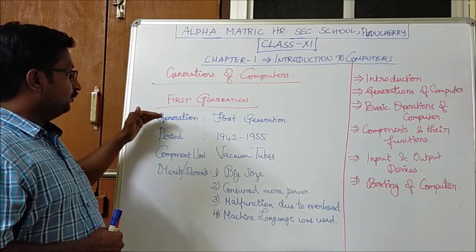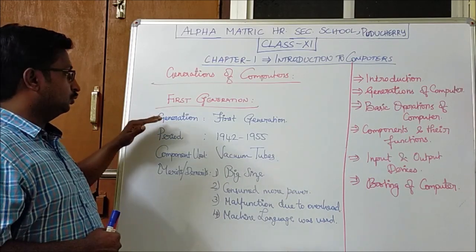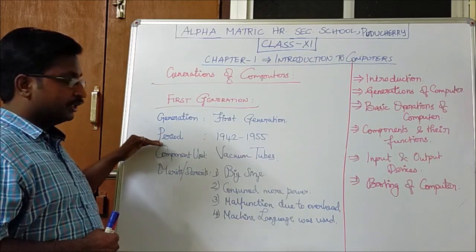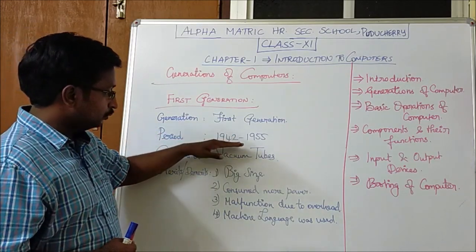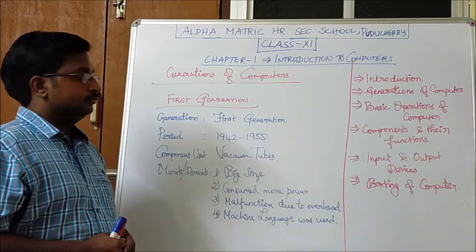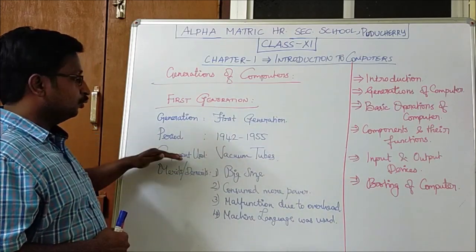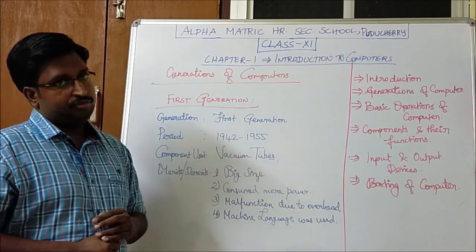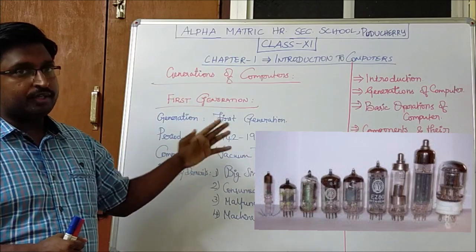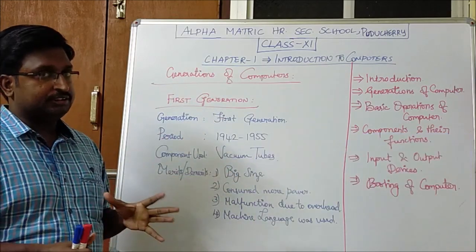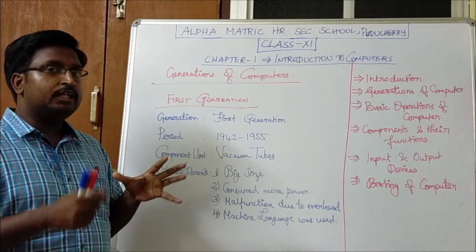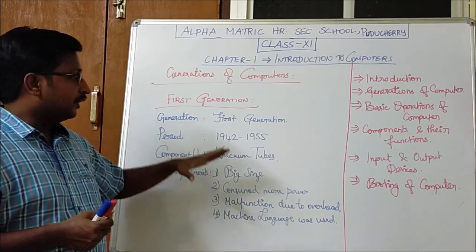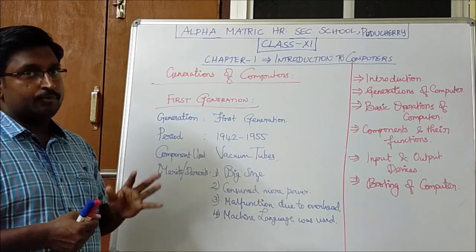First we have to know which generation it belongs to, the generation name, that is the first generation, and the period duration, that is 1942 to 1955, and the major component used in each generation. In the first generation they used vacuum tubes. This is the image of the vacuum tube. It is a cylindrical structure. We need not go in depth into what the vacuum tube is and how it works. We just need to know that the vacuum tube is used in the first generation of computers.